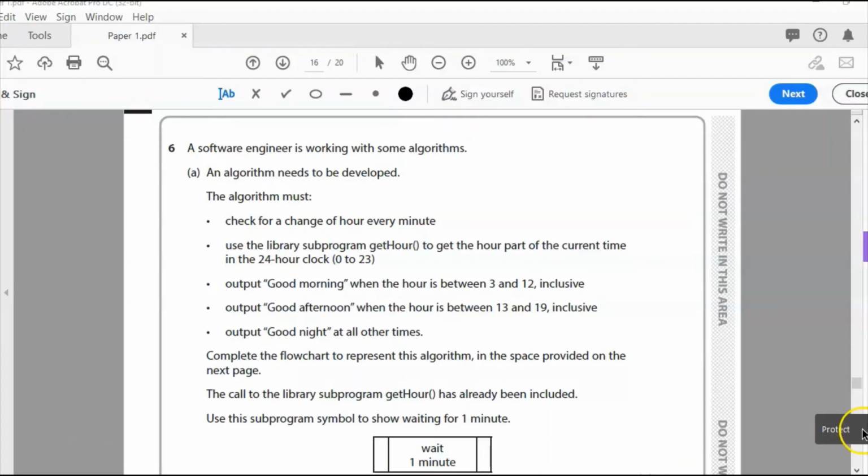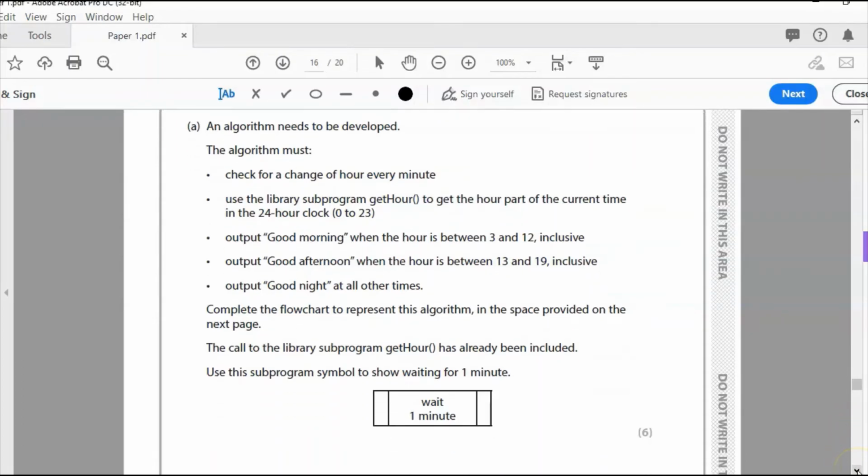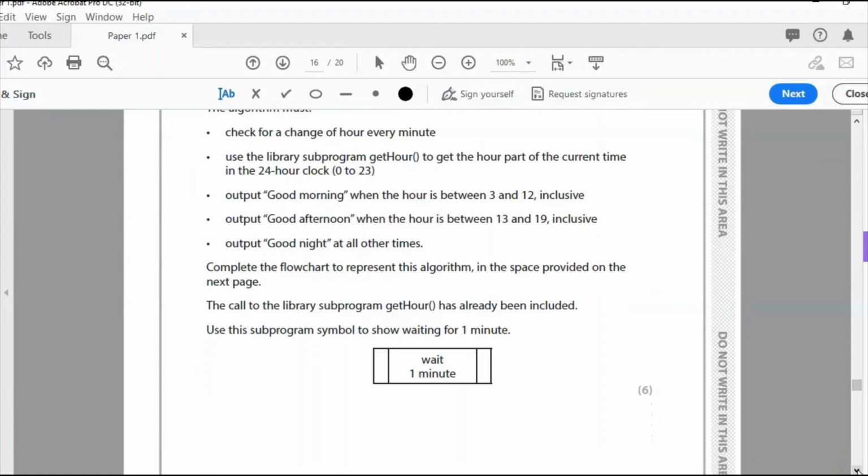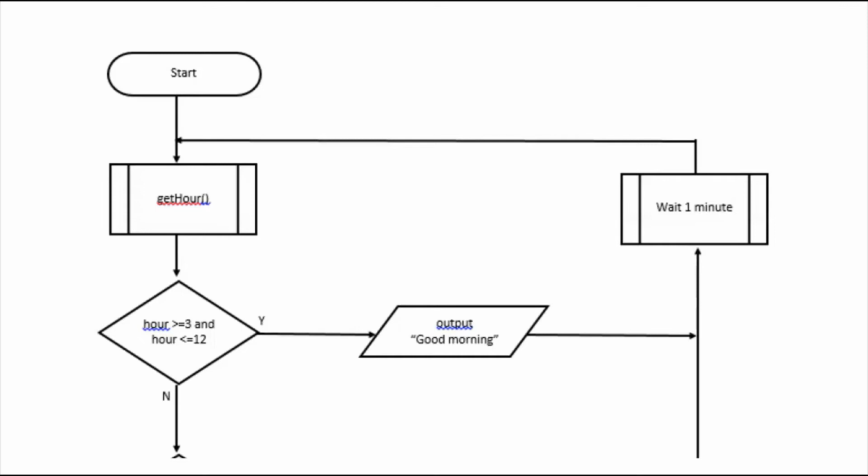The call to the library subprogram getHour has already been included. Use this subprogram to show waiting for 1 minute. Wait. So we used start and we used getHour on the left hand side.